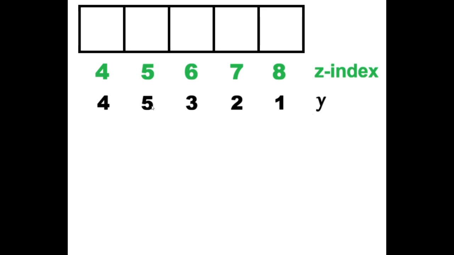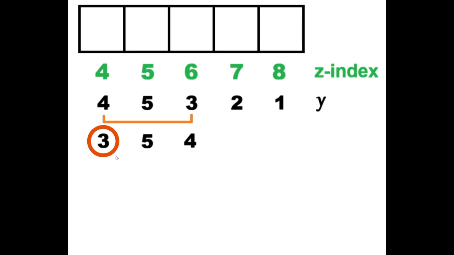Next, we need to check the next number, which is 3. Is 4 lower than 3? And the answer is, 3 is actually lower than 4. That's why 3 should be put here, while 4 should be here. 5 is kept as is. But we're not yet done because there are 2 more numbers remaining.